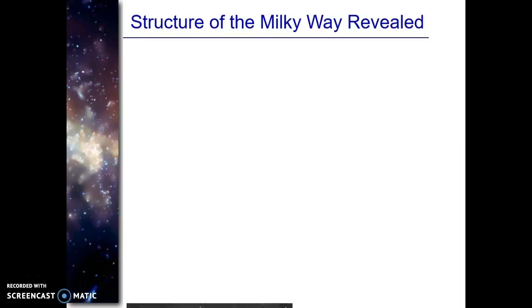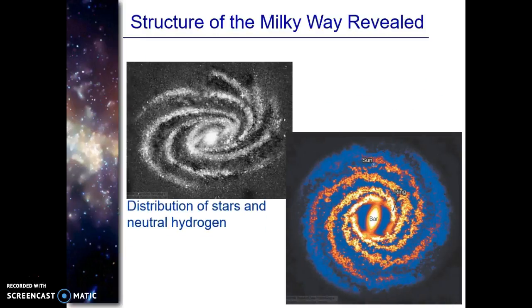Oh, check that out. So the structure of the Milky Way is revealed. The distribution of stars and neutral hydrogen can be found all along the place, right? I'm going to be honest with you, I don't have any clue what that picture is. It's probably an infrared image of another galaxy that looks like our Milky Way that they use to compare, because we've never actually gotten outside of our galaxy and taken a picture of it.